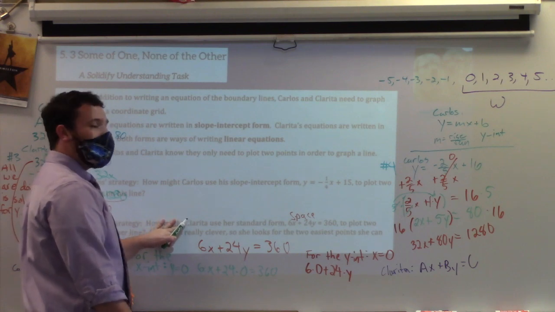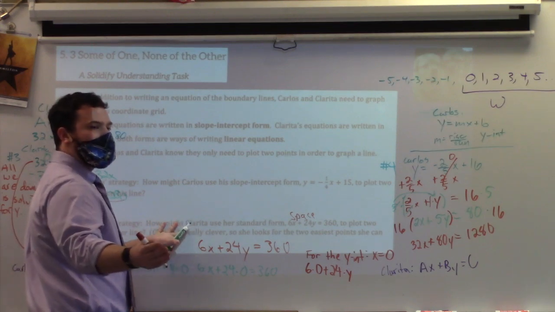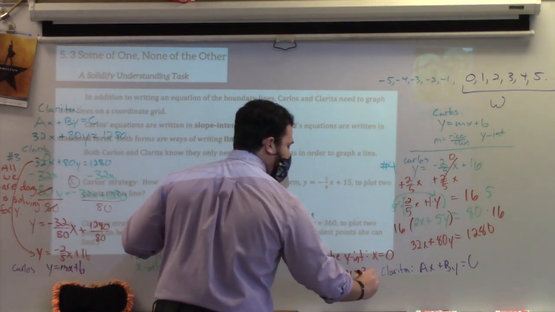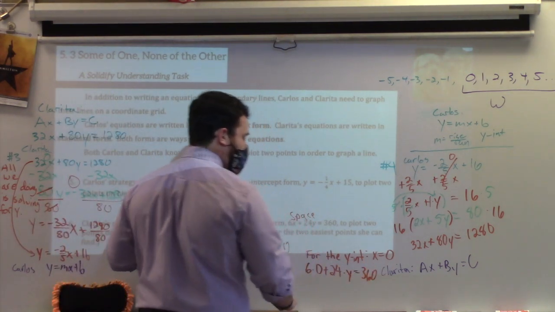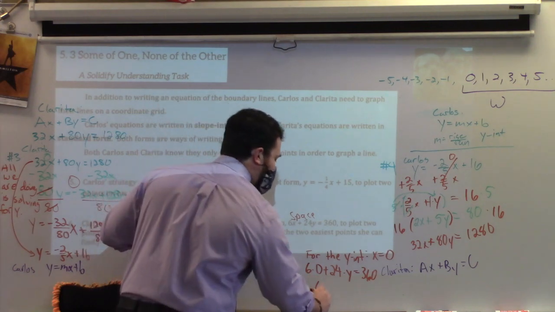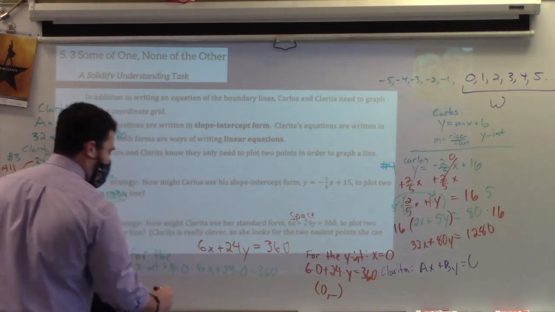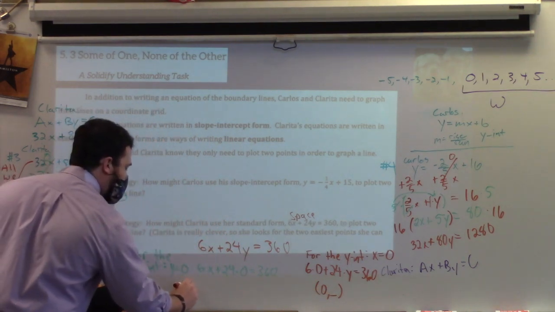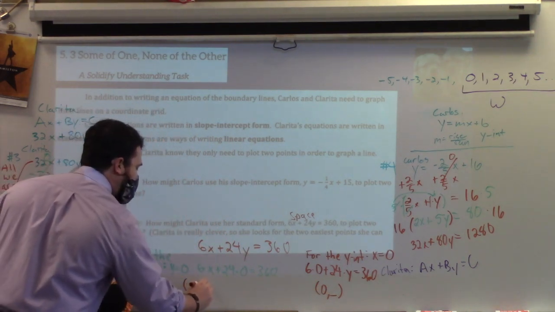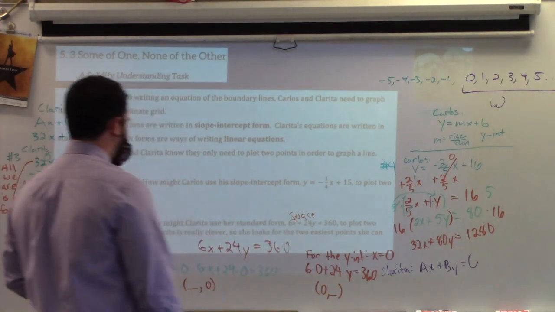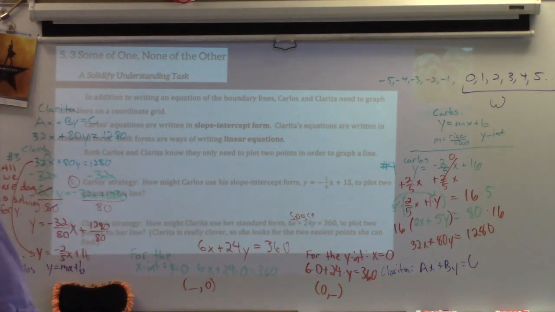Notice the x is 0, do we know what the y is? No, but we know that this whole thing is equal to 360. Can I now solve for y? Yes. So for a y-intercept, it's 0 comma something. Find out what your y-intercept is. For the x-intercept, it's something, comma, 0. So you're supposed to find out what your y-intercept is for that one.